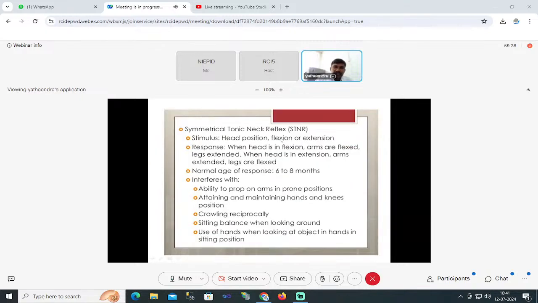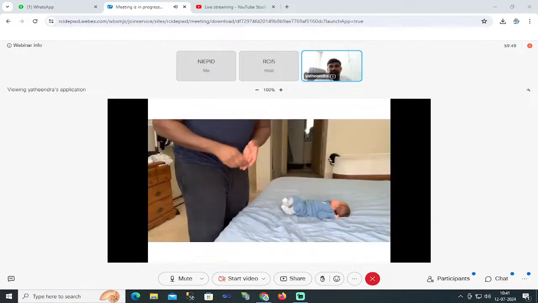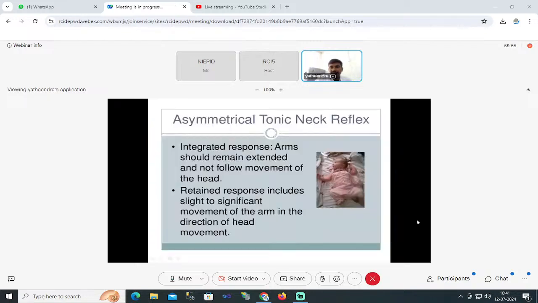Before this, there was the symmetrical tonic neck reflex. That means when I bend the head downwards, both the upper limbs will be bent and both the lower limbs will be extended. That is a symmetrical response. But here it is an asymmetrical response. So that's why it is called asymmetrical tonic neck reflex.